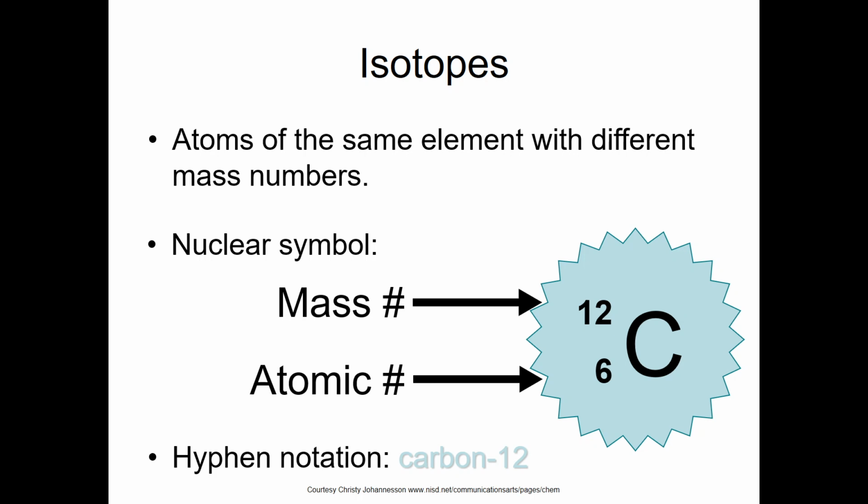What is mass number? Yes, the total number of protons and neutrons. Basically everything in the nucleus. And the atomic number is just the protons.